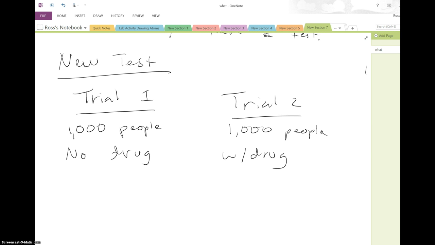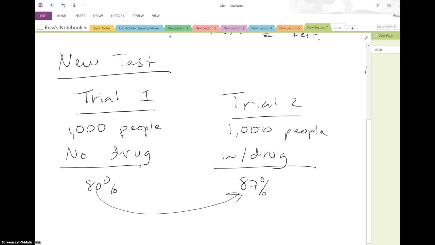One group does not take the drug, the other group does take the drug, and then we can compare their test results. So let's say this group ends up with an 80% average, and this group ends up with an 87% average. Now we know that the drug actually works. It can take an 80 and make it into an 87. It improves the average test score by 7%.